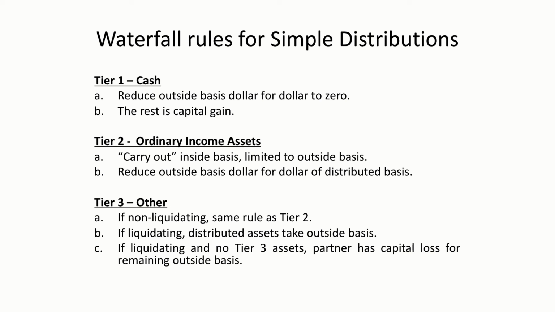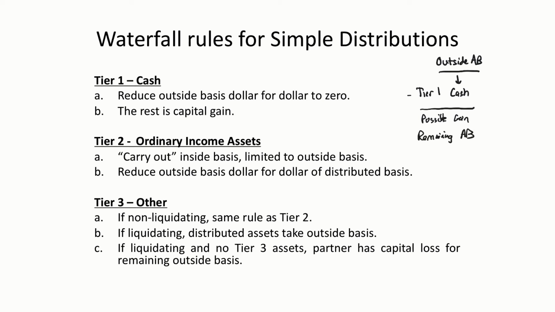Okay? So what we're going to do is, and again, the best way to see this is through a problem, we take the outside adjusted basis at the end of the year. We then go through a tier system. Tier 1. Tier 1 is cash. To the extent we have cash, we then reduce the outside basis. Now remember, on the previous slide we saw, hey, if we don't have enough outside basis, we're going to have gain. So you may have possible gain.